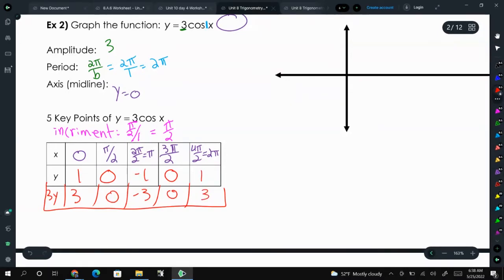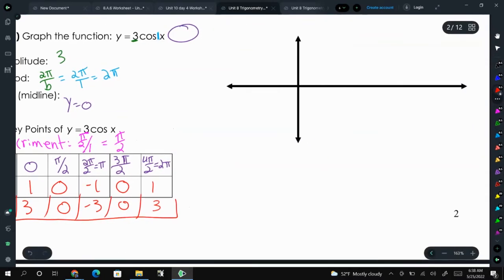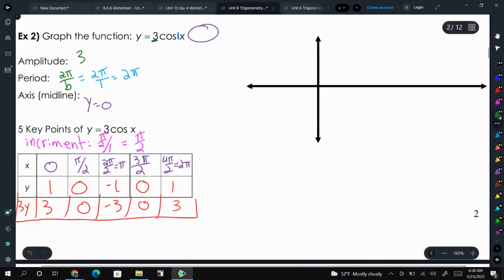If that helps you, you could do that instead. So what I'm going to do, you notice that I don't have any tick marks here. What I'm going to do is go up and plot these x coordinates. So these x values, pi over 2, pi, 3 pi over 2, and 2 pi. And my amplitude is 3. And then I'm plotting my points. So my graph will look like that.